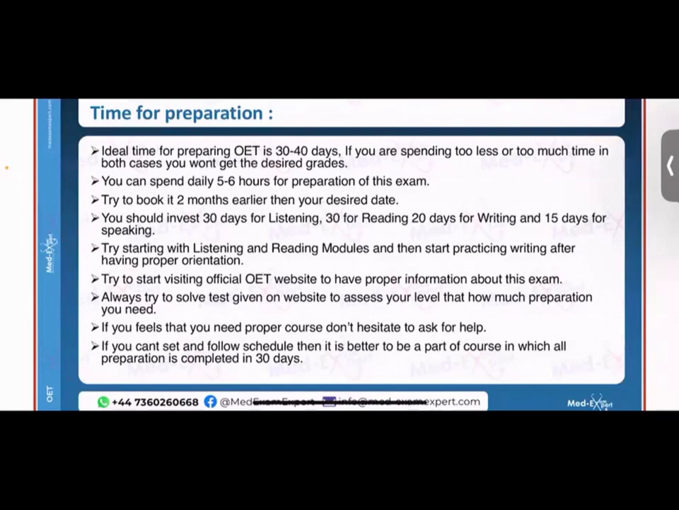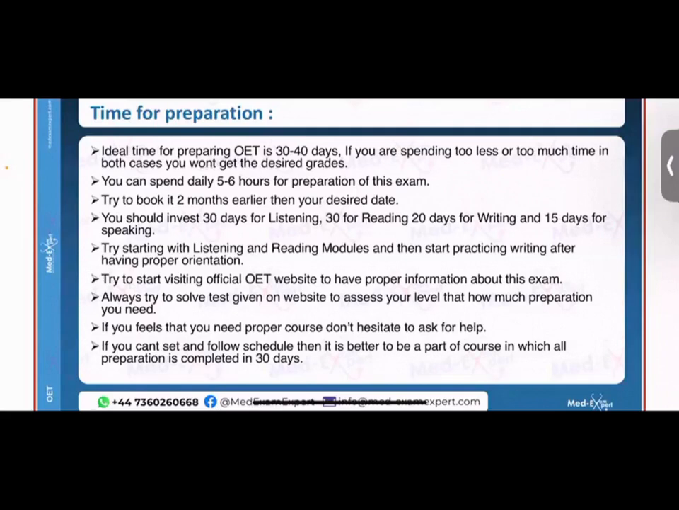So the ideal time investment is that you have to spend 5 to 6 hours daily on preparation for this exam. I told you to try to book it earlier because there is a lot of saturation these days. To avoid saturation and be successful in getting your desired venue, it is ideal to book your exam 2 months earlier.